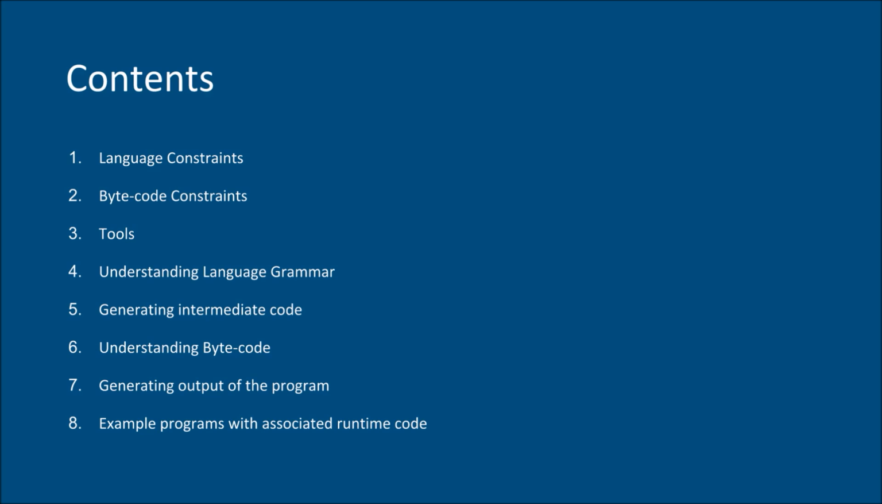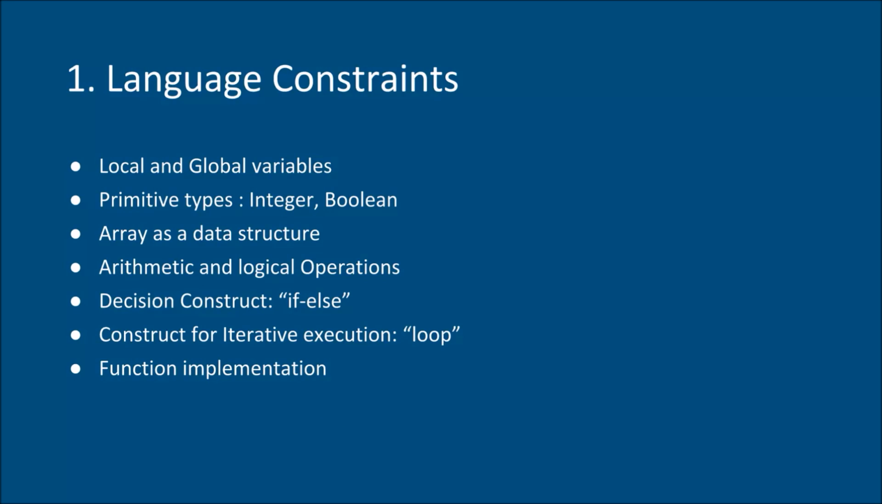These are the contents for the slide as we go about it. So let's move on to the language constraints. Here we could see that our language supports global and local variables. We support primitive data types as integer and boolean. We even have array as a data structure to actually have an array of integers or array of boolean.